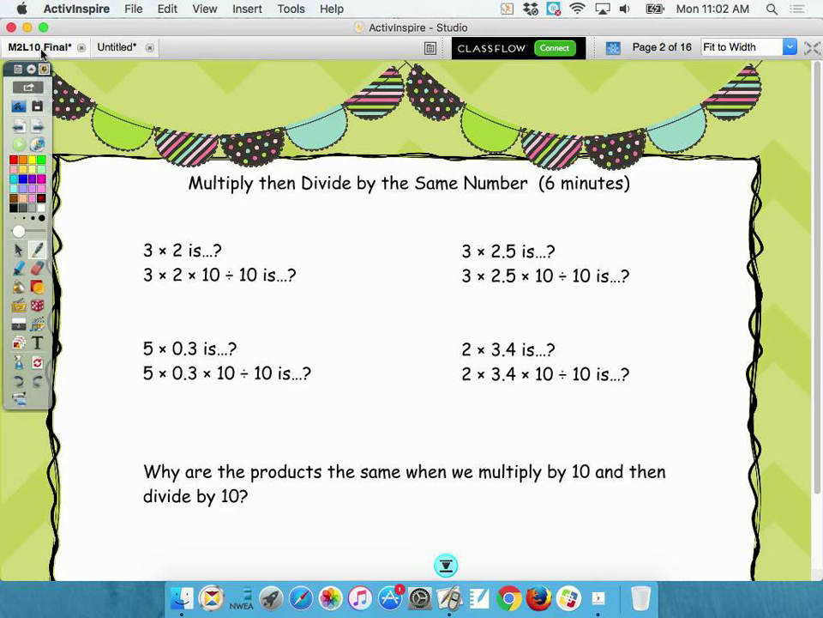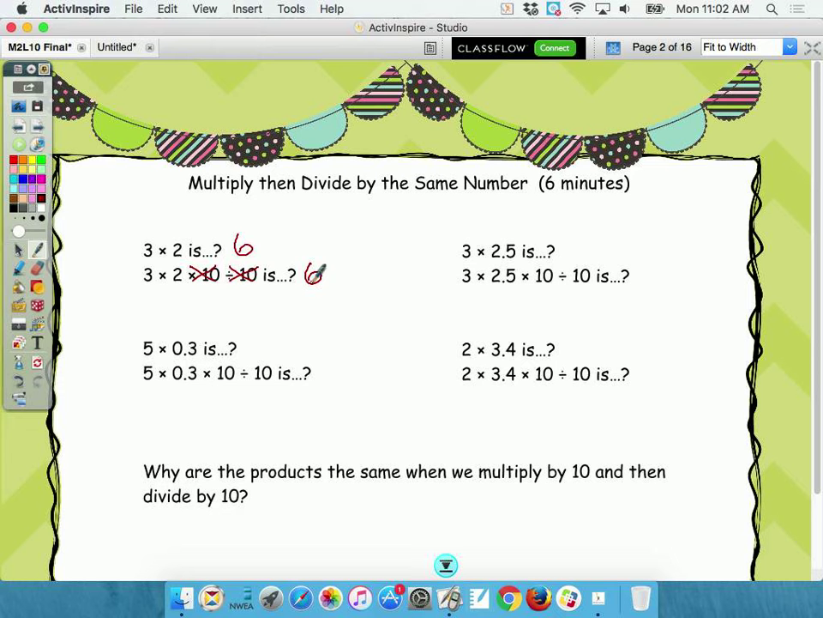Okay, get your pencils, get ready. 3 times 2 is what? 6. I'm going to write it down. So if I do 3 times 2 times 10 divided by 10, what can I cross off here? The tens. My answer is 6. Okay, let's try it with the decimal.